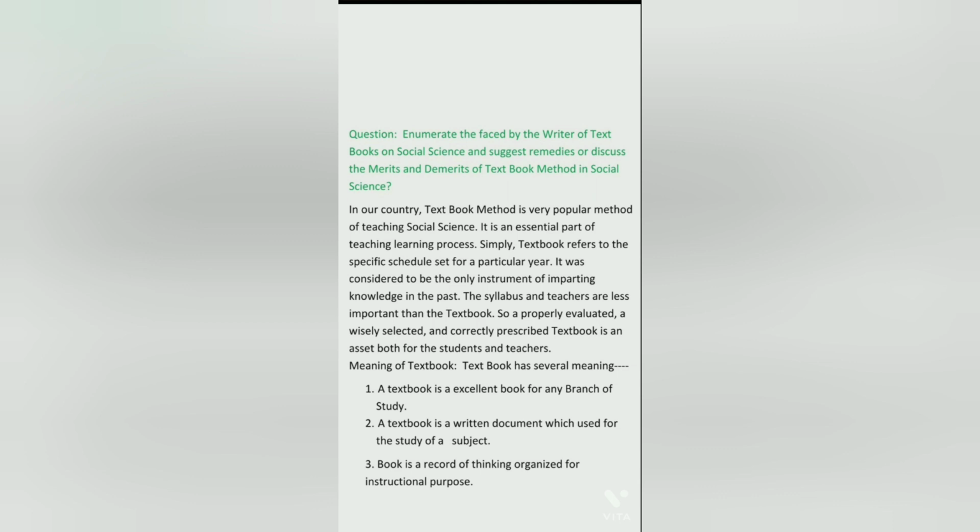A textbook has several meanings. Number one, a textbook is an excellent book for any branch of study. Then, a textbook is a record of thinking organized for instructional purposes. A textbook is a written document which is used for the study of a subject. The importance of a textbook in history cannot be overestimated.